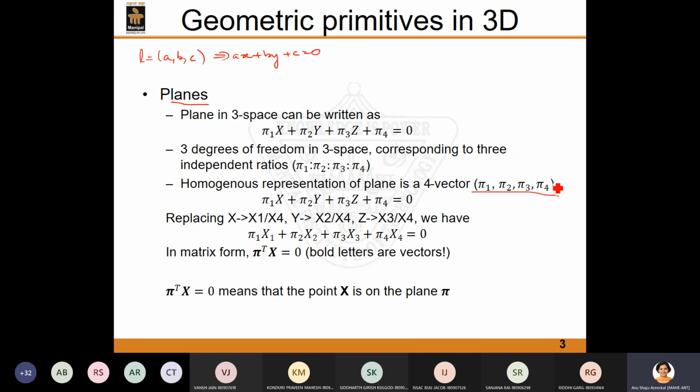Now, the degree of freedom here, just like in the previous case, pi 4 is a scaling factor. That means I represent these unknowns as ratios. When representing it as ratios, I write it this way: pi 1 is to pi 2 is to pi 3 is to pi 4, and therefore the total number of effective unknowns here is 3. So the degree of freedom for a plane in 3D space is 3.